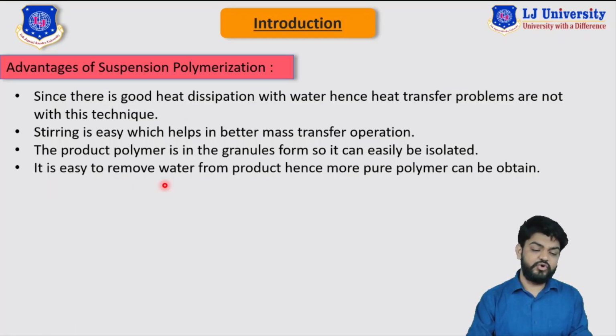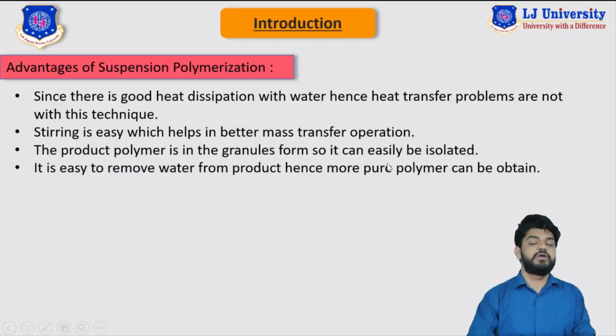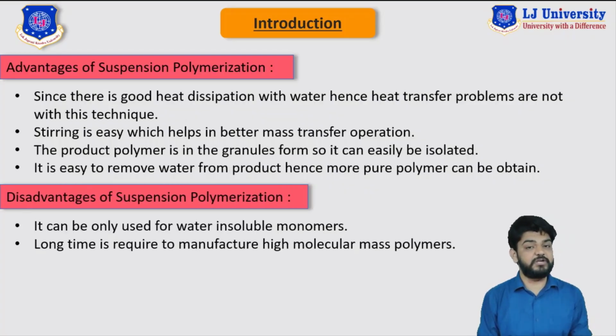It is easy to recover water from the product, hence a purer product can be formed. So with the suspension polymerization technique, we can easily get a pure form of the polymer. So these were all the advantages associated with suspension polymerization. Now let's quickly discuss the disadvantages of suspension polymerization.